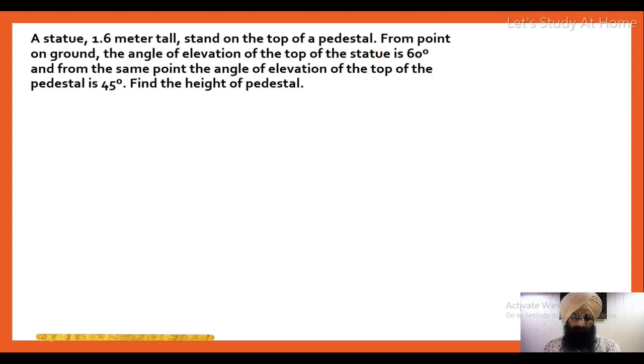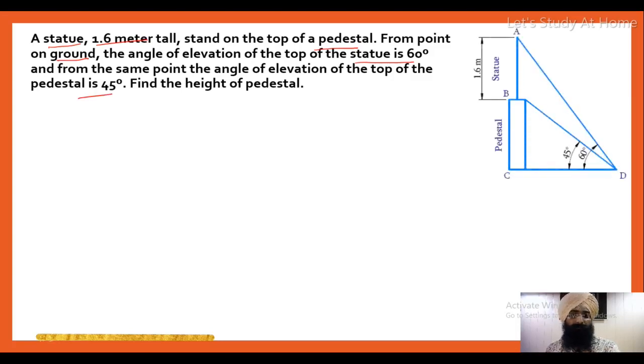Now again, a 1.6 meter tall statue. A statue is 1.6 meter tall, standing on the top of a pedestal. From a point on the ground, the angle of elevation of the top of the statue is 60 degree. From the same point, the angle of elevation of the top of the pedestal is 45 degree. Let's see an example in a diagram.